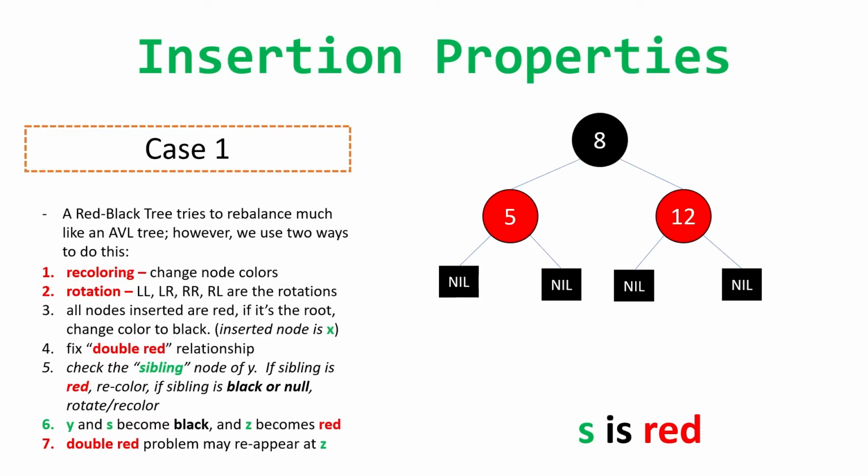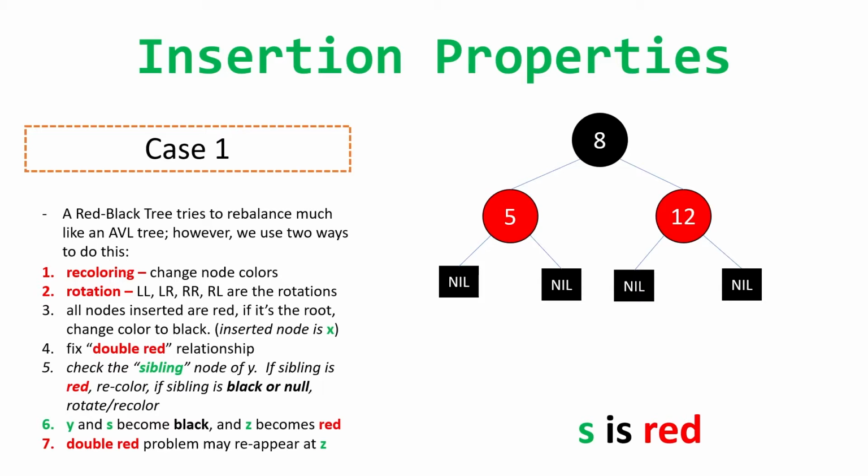We fix a double red problem, okay? That's again when we insert a node and its parent is also red. And if that's the case, then we want to check the sibling node of Y, and Y is the inserted node's parent. If the sibling is red, we just recolor. If the sibling is black or null, then we rotate and then recolor. Okay, and remember, anytime we insert, it's always like a binary search tree first. All right, so in this case, let's go ahead and do one.